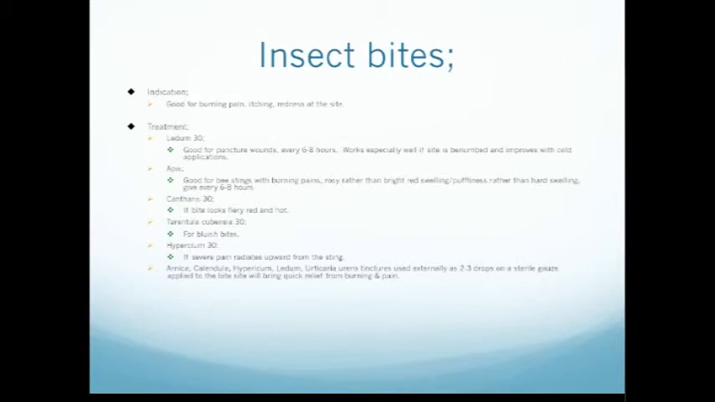Arnica, calendula, hypericum, ledum, urtica urens tinctures are used externally as 2 to 3 drops on a sterile gauze applied to the bite site, which will bring quick relief from burning and pain. Animal or snake bites require urgent skilled care in a hospital. These are much more severe than insect bites and need to be taken care of.